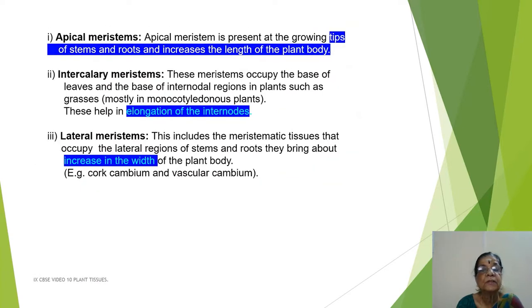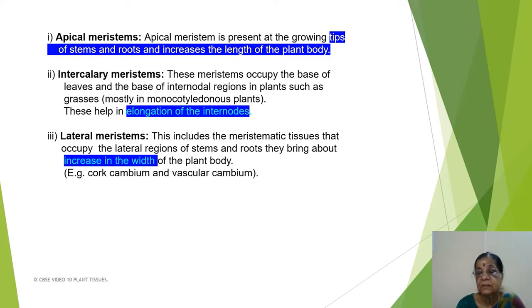The next one, again: apical meristem is present at the growing tips of stem and root and increases the length of the body. I have highlighted only the function, see. And intercalary meristem occupies the base of the leaf and the base of the internodal region. I told you this last time, the same thing. And they are mostly present in monocot plants.